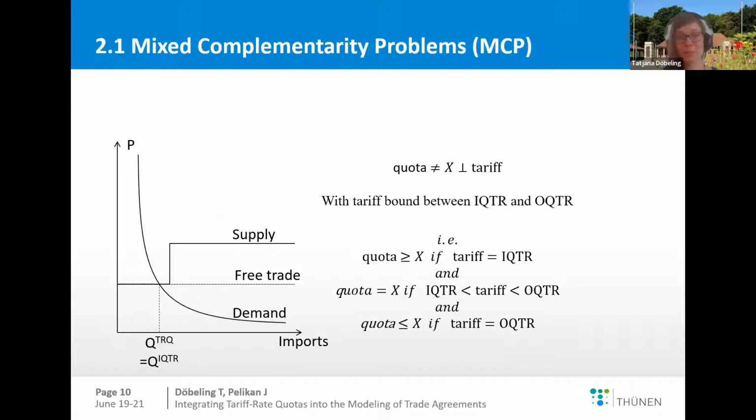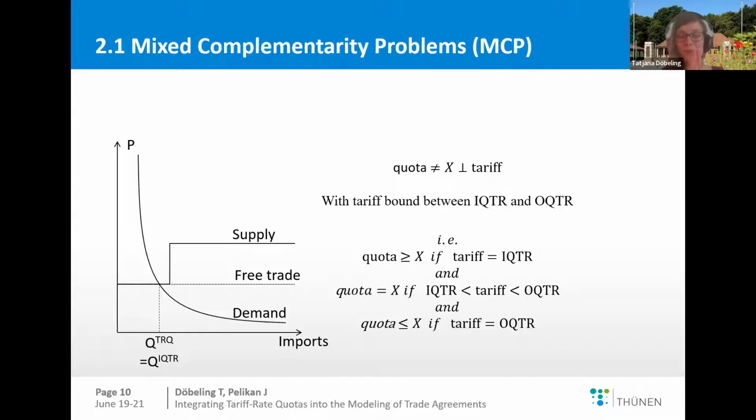How do we implement this now into programming? Well, for this, it's very handy to use mixed complementarity problems. They are a kind of setup in which we connect a variable with an equation, and the state of the equation, whether it's binding with a greater sign, an equal sign, or a smaller than sign, is directly related to the state of the variable, whether that variable is at its upper bound, between its upper and its lower bound, or at its lower bound.